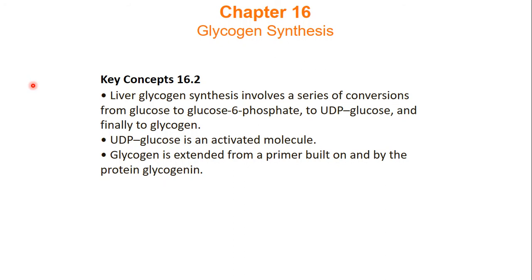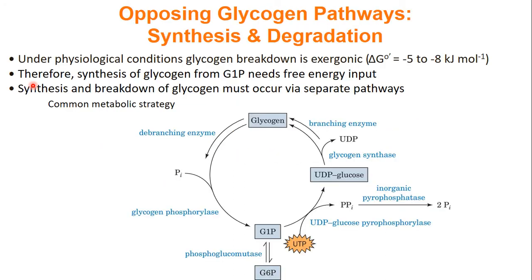In this video, we're going to look at how we make glycogen. In the last video, we talked about how you can break down glycogen, and under the conditions inside your cell, this is exergonic. Delta G is roughly -5 to -8 kilojoules per mole. Therefore, if we want to remake glycogen, we need a different pathway.